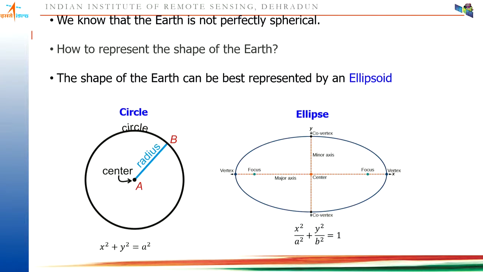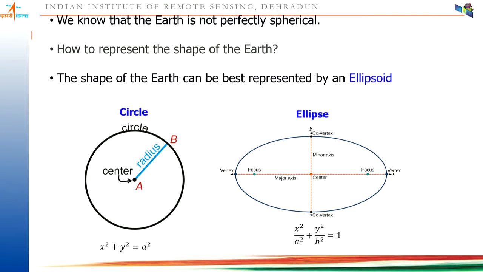You can rotate about its major axis as well, but that will be a prolate ellipsoid. It will not be useful here. We are working with the oblate ellipsoid here. So I hope you understood the concept of the ellipsoid.